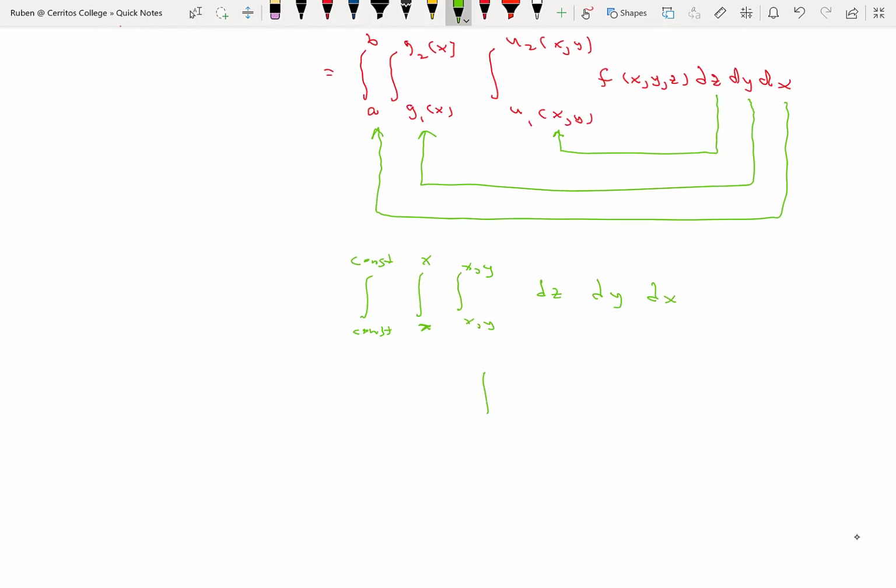So if we were integrating with respect to x, then with respect to z, then with respect to y, then your innermost integral with respect to x would have y's and z's in it, or maybe just y's, or maybe just z's, or maybe just constant, but we'll have at most y's and z's. The integral with respect to z will have y in it, and the integral with respect to y will be constant.